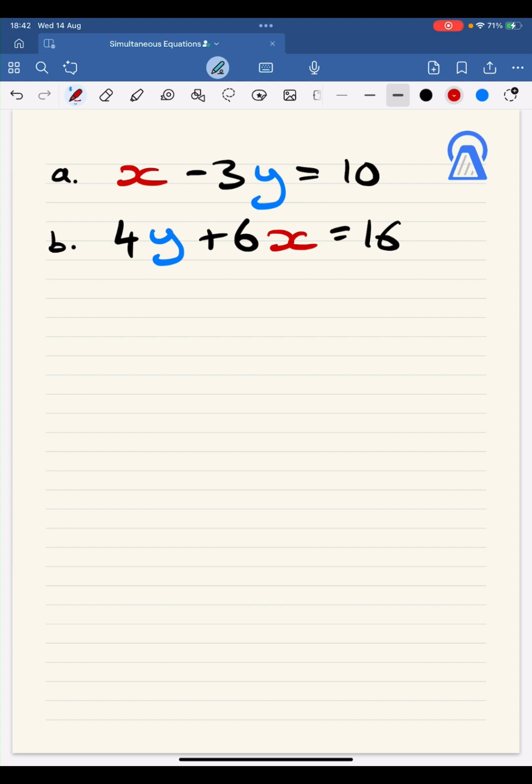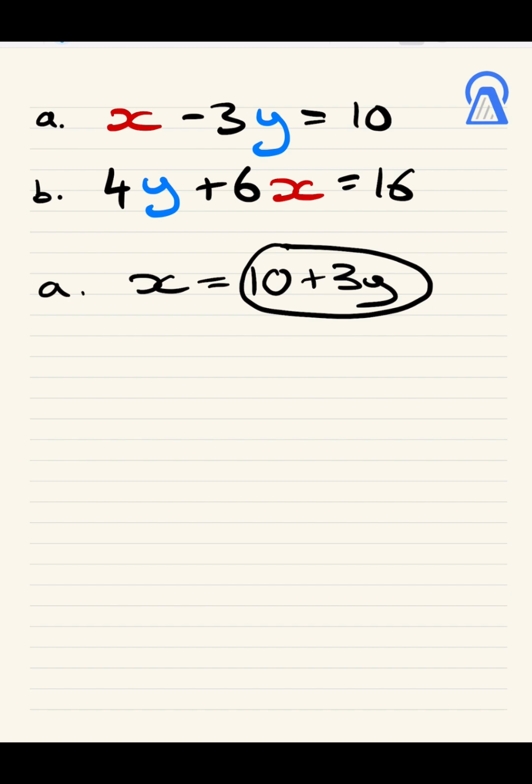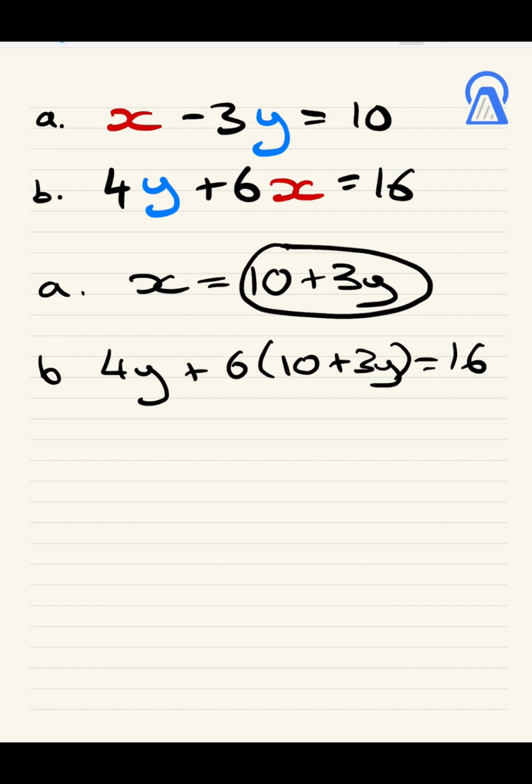So let's rewrite A so that x is equal to 10 add 3y. What I'm looking for is what x is equal to, and this is what I'm going to substitute into the second equation. So make sure that we're now adding this to B. Looking at equation B, we've got 4y plus 6 lots of x. Now we've just decided that x is equal to 10 plus 3y, and that all equals 16. So all I've done is taken x and swapped it out for 10 plus 3y. Everything else is exactly the same.